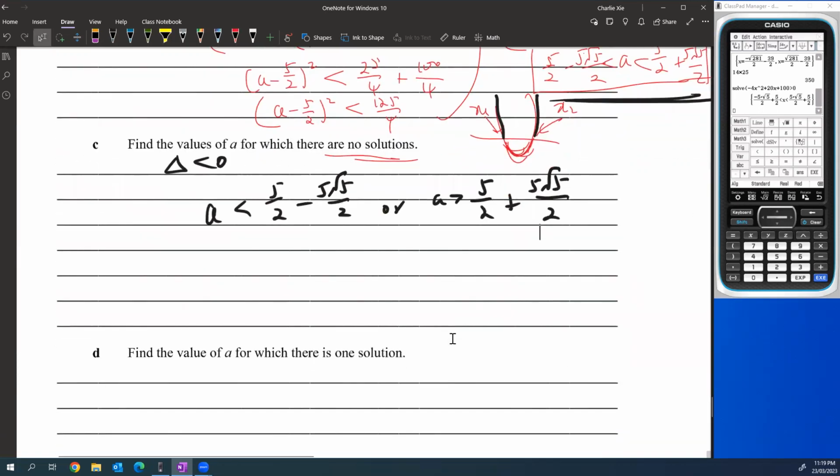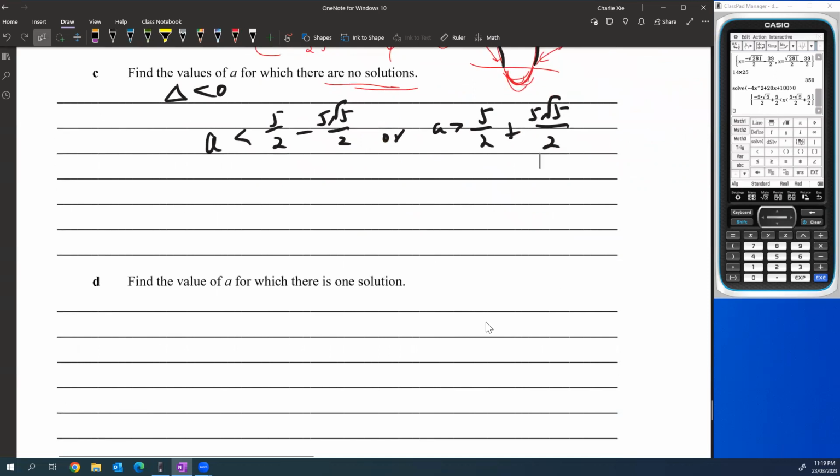And the last one, find the value of a for which there is one solution. That's easiest. It's just equals 5 over 2 plus or minus 5 root 5 over 2. That's the discriminant equal to 0.